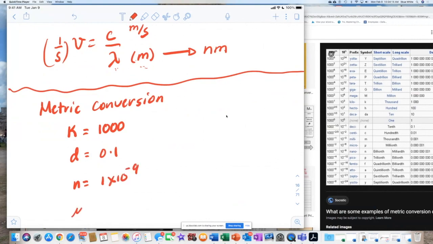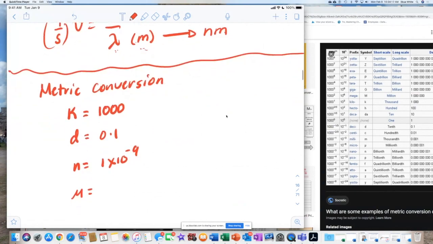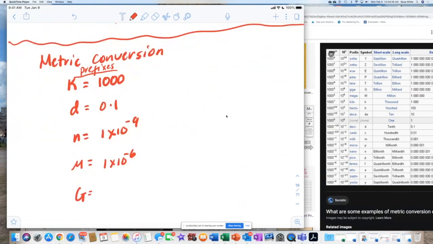I'll do micro. This is a popular one because somebody was asking me, what do I need to remember? Micro is a popular one. That's 1 times 10 power negative 6. That is what these prefixes stand for. So these are the prefixes. I'm trying to think. They have new ones that I'm not even very familiar with. I'll also bring in G here for giga. Giga is times 10 power 9. Mega times 10 power 6. Okay, so these are the prefixes. And from here, I'm going to make conversions.